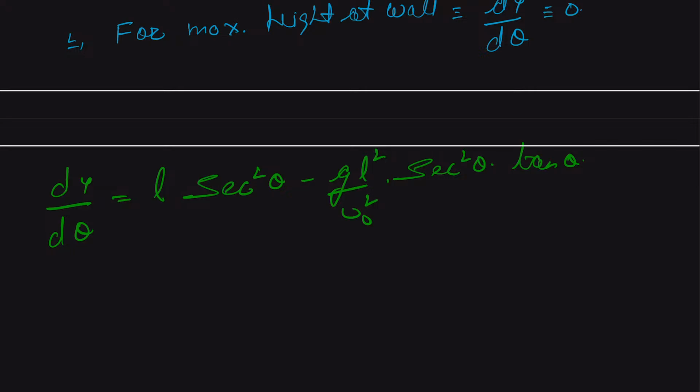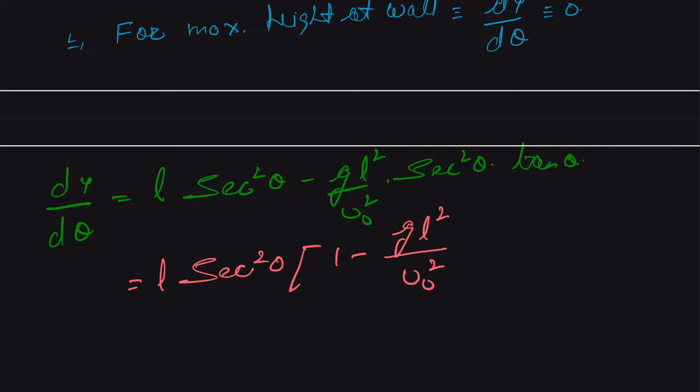And we can take L secant square theta as common, so this comes as L secant square theta, and this will be 1 minus GL square upon V0 square tangent of theta is equal to 0. Ultimately, for maximization, we are going to put it equal to 0.